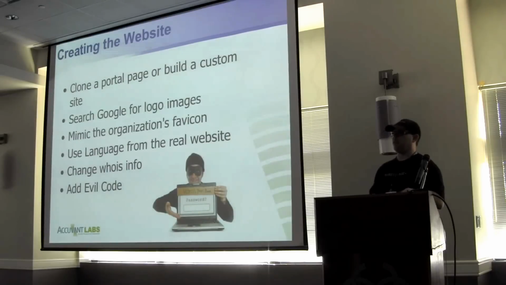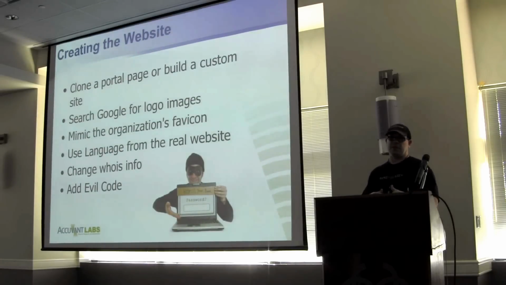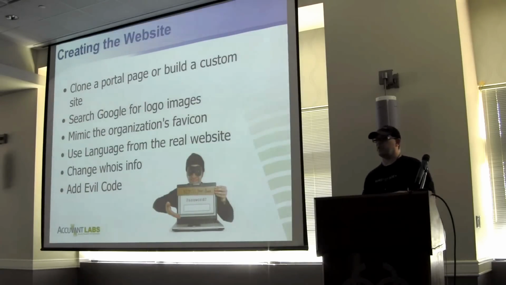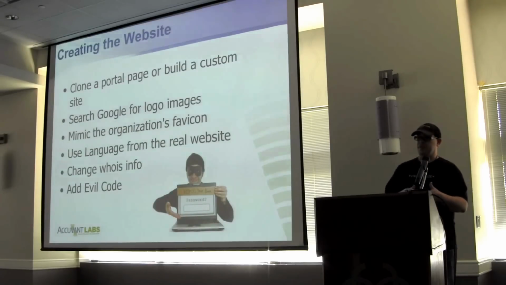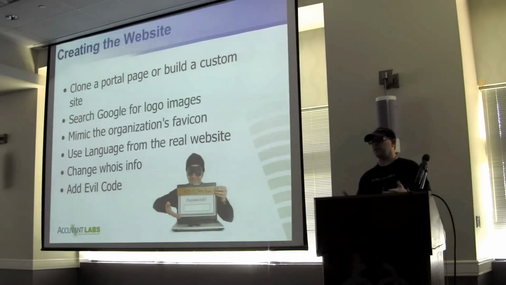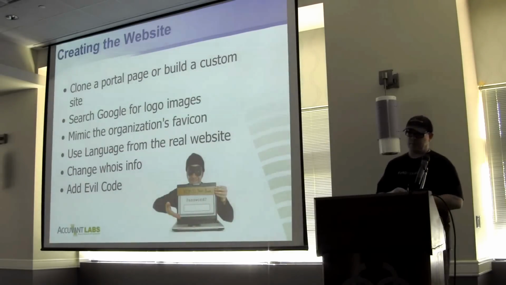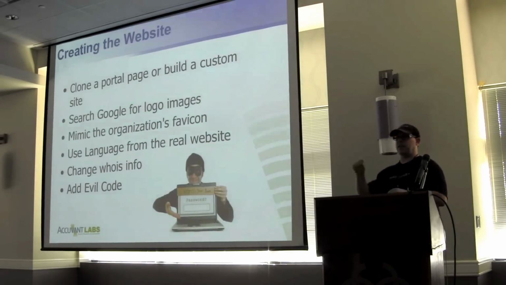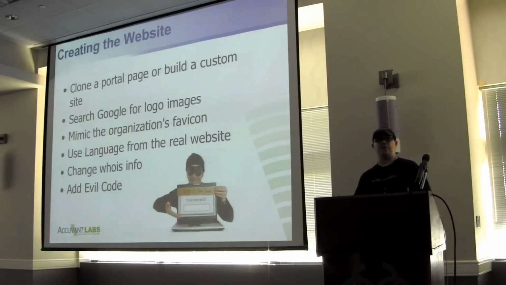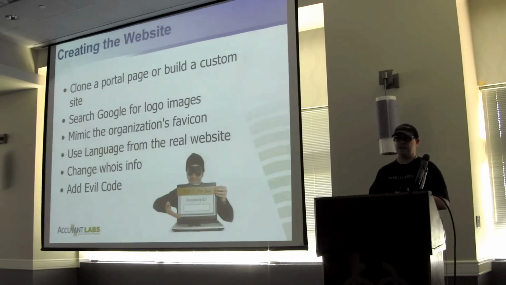But basically, again, you're looking for the color schemes, you're looking for their language. We talked about searching Google for the logo images, making sure that it's correct. A lot of times, too, you might have to do a little bit more searching for their actual portal pages, because the image that they use for the customer is usually different than the image that they use for their internal staff. You want to mimic the organization's favicon, right? That little thing that's up in the top of the different tabs. I mean, that doesn't sound like much, but if you can throw that up there, it's just another level of trust that gets built.